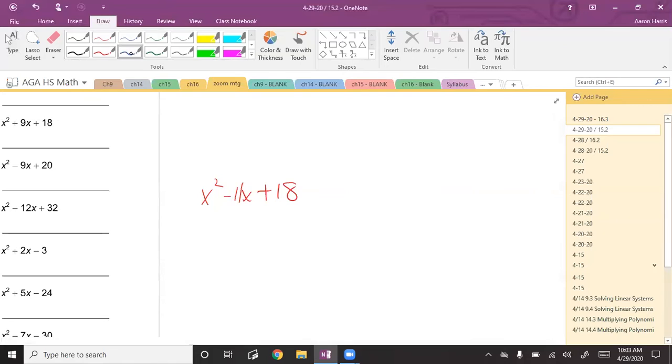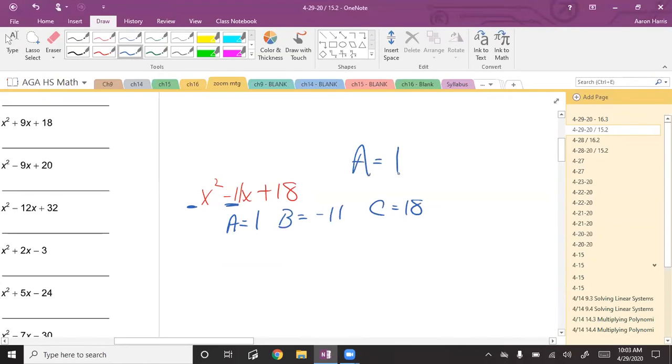How do I factor? Well, first thing I have to do is say, what is A? A is equal to 1. It's not equal to the variables. We're only talking about the coefficients. All right? B is equal to what? Negative 11. C is equal to what? 18. How do I factor a trinomial when A is 1? So we take the absolute value of A times the absolute value of C. So that is 1 times 18, and that will get me 18.